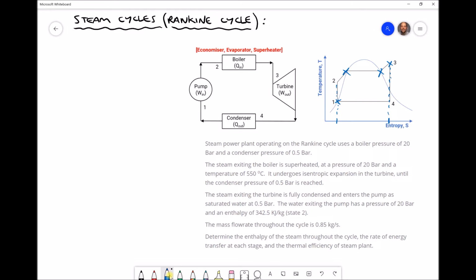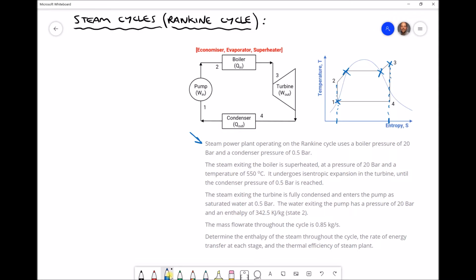Now directly underneath the diagrams we have a descriptive question, and as we go through this descriptive question we're going to extract the relevant information, but we're also going to relate this to our temperature entropy diagram. So the first thing that we're told then is that our steam power plant operates on the Rankine cycle, and we're told that we have a boiler pressure of 20 bar and a condenser pressure of 0.5 bar.